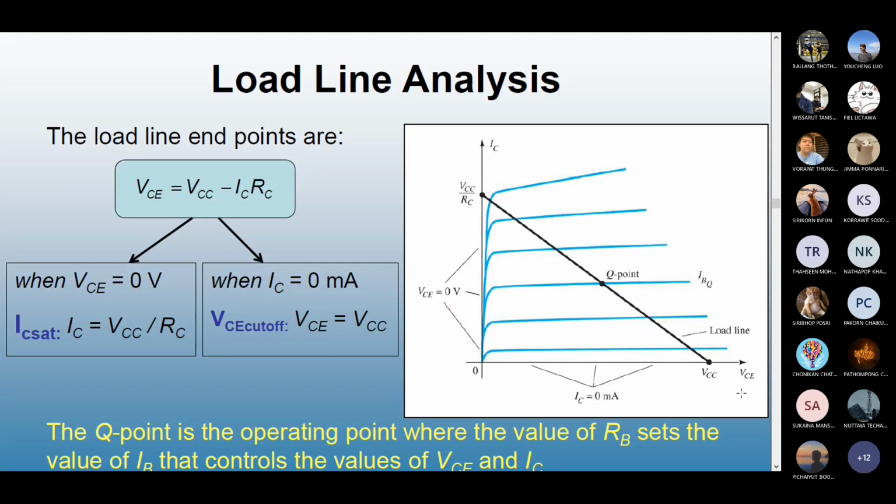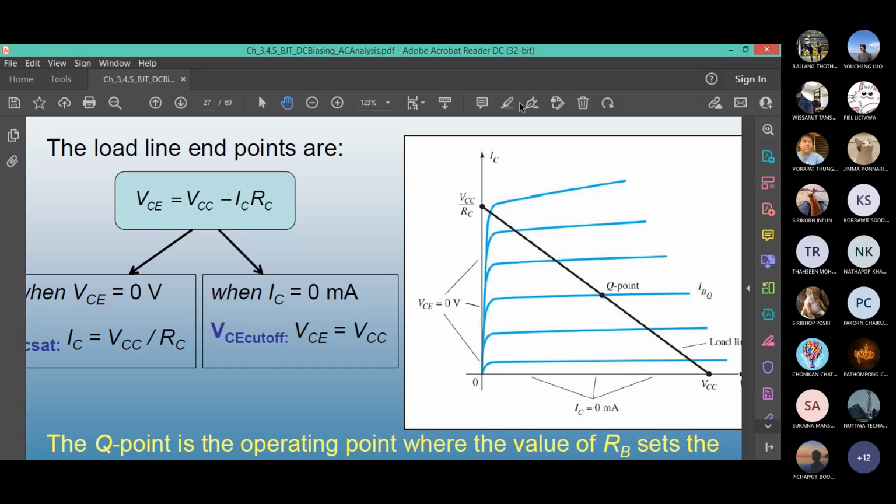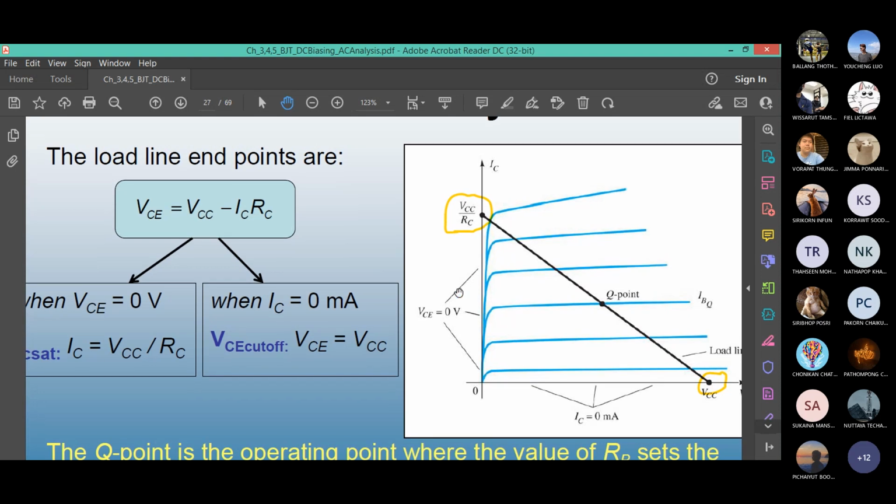Here, first we found the cutoff point when IC is 0. When IC is 0, VCE equals VCC. This is our extreme point. And then for the saturation region, where VCE is 0, IC is IC max, VCC over RC. This is the load line determined by the network. You can move this point by changing the value of the resistor.